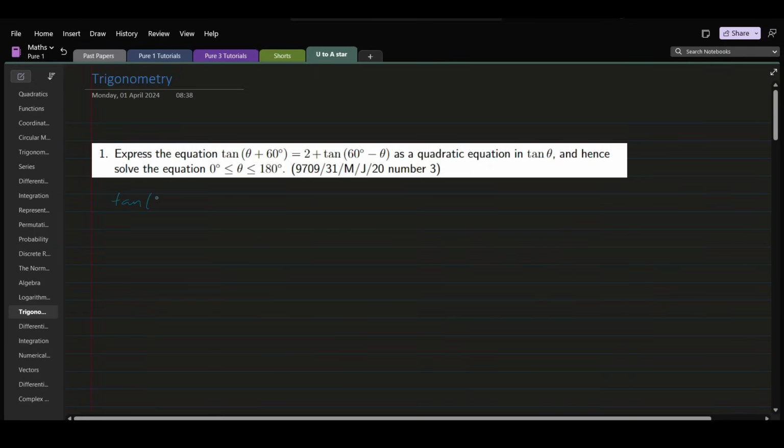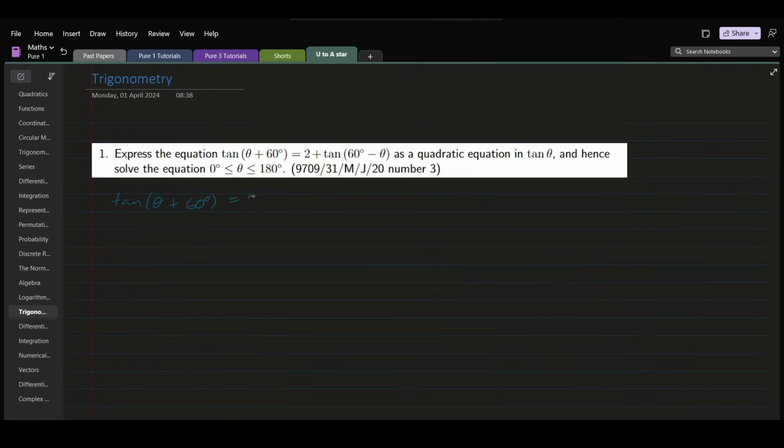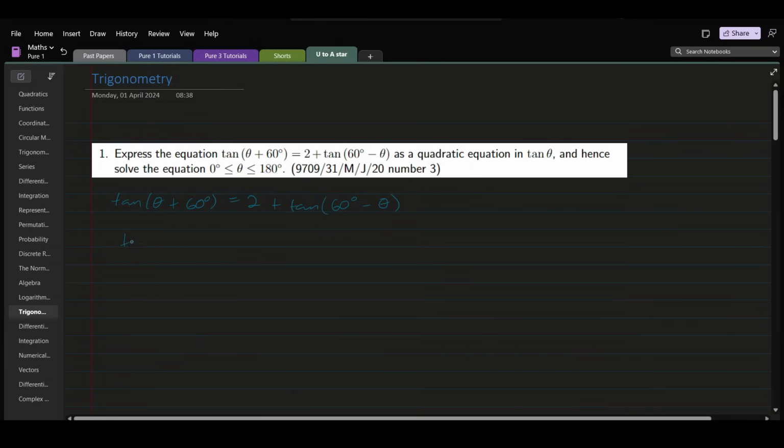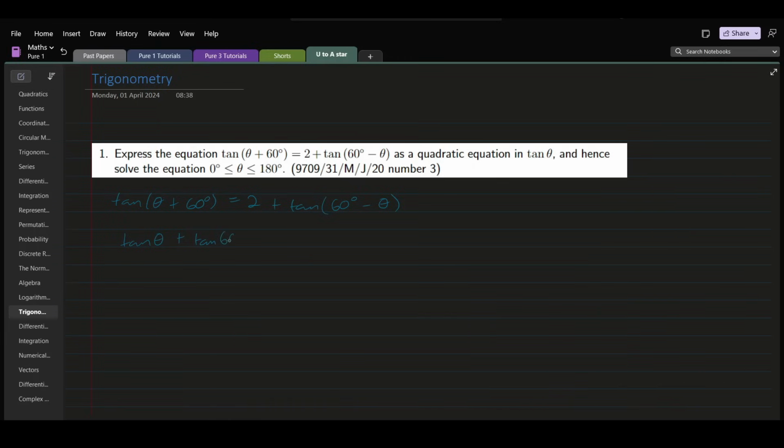Okay, so we're given tan(theta plus 60 degrees), and this is equal to 2 plus tan(60 degrees minus theta). So let's use the compound angle formula for tan that's available in the MF19. So this would become tan theta plus tan 60 degrees over 1 minus tan theta tan 60 degrees, and this is equal to 2 plus, we'll also expand this using the compound angle formula. So that's tan 60 degrees minus tan theta, and this is all over 1 plus tan 60 degrees tan theta.